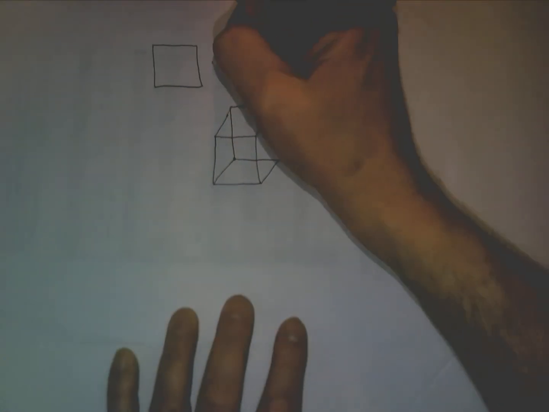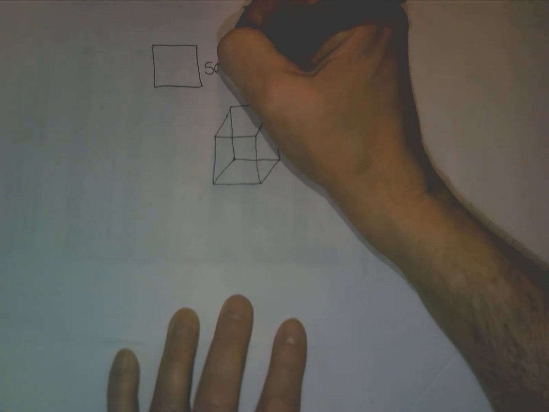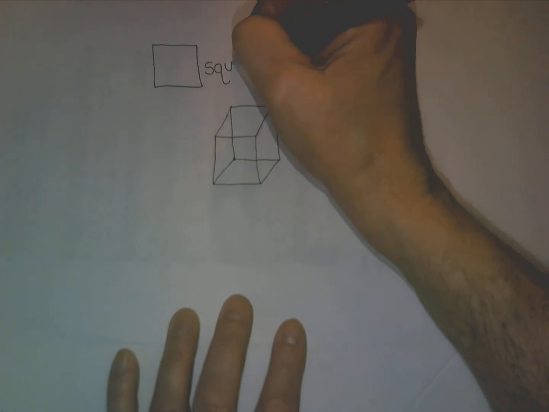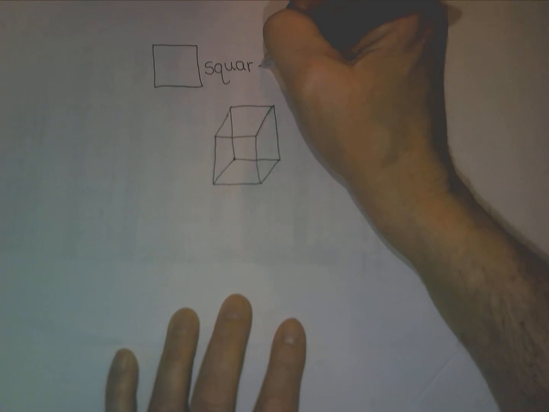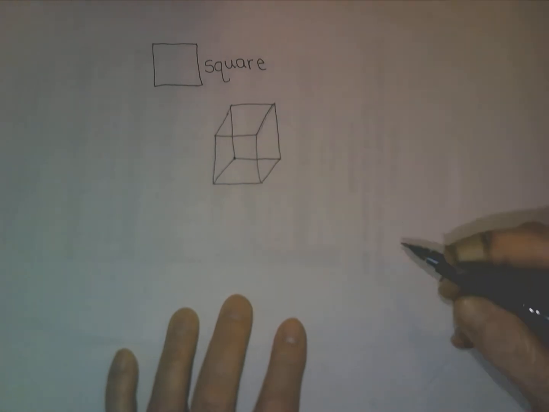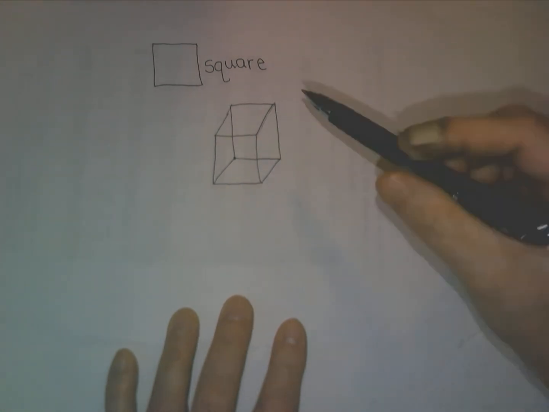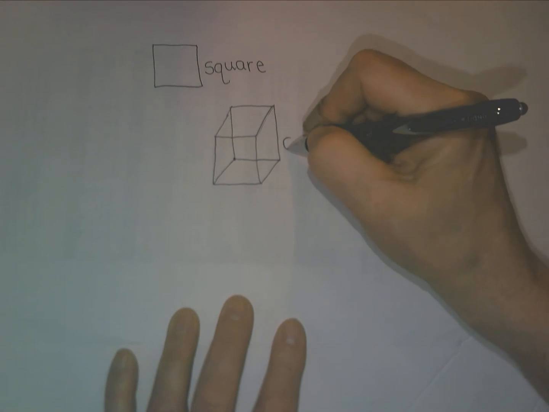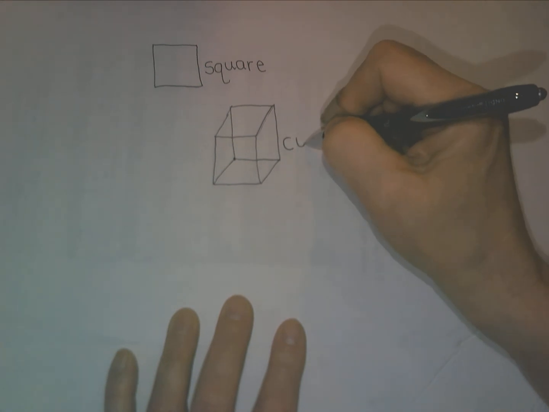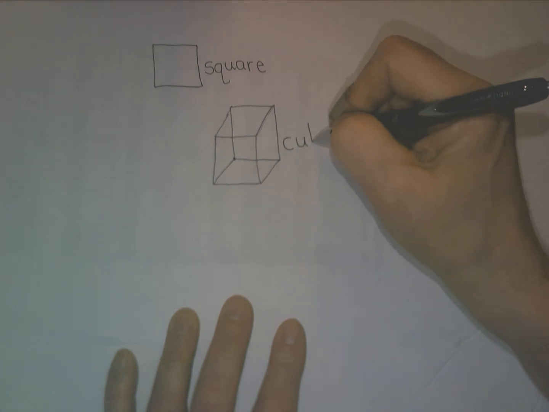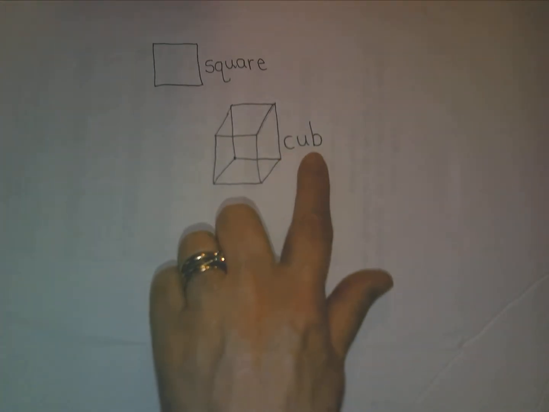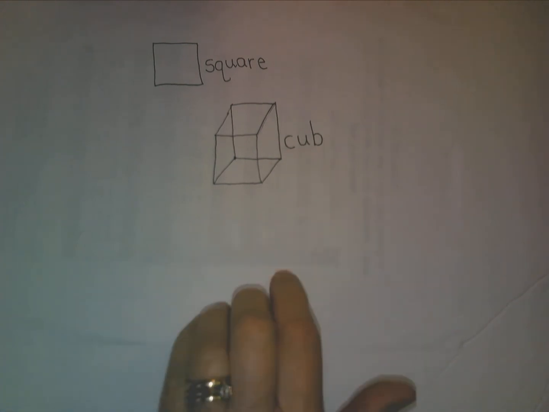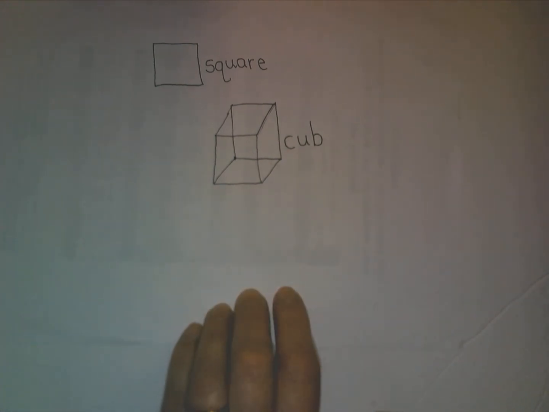So a square is flat, 2-dimensional. A cube, this is how you say cube. You spell cube like this. Remember how we talked about, what does this say right now? Cub. How do we make it say cube?